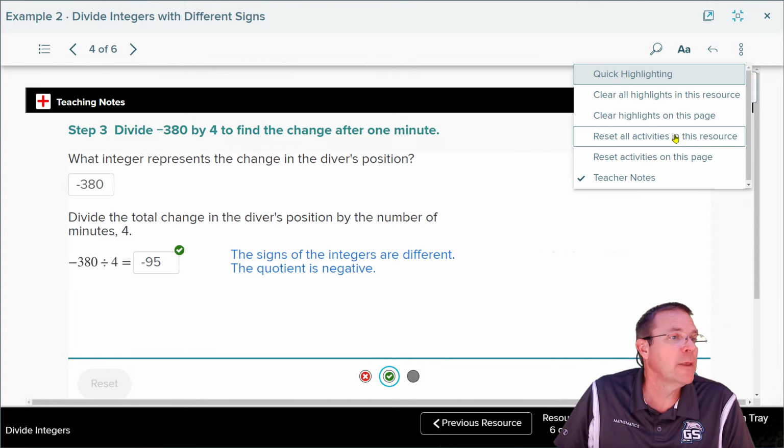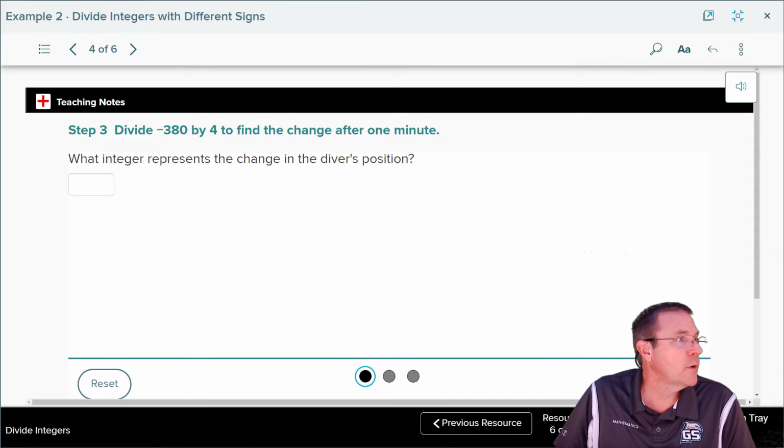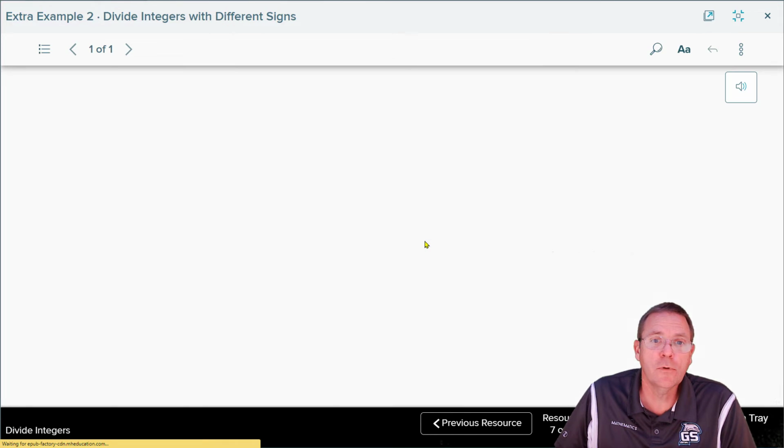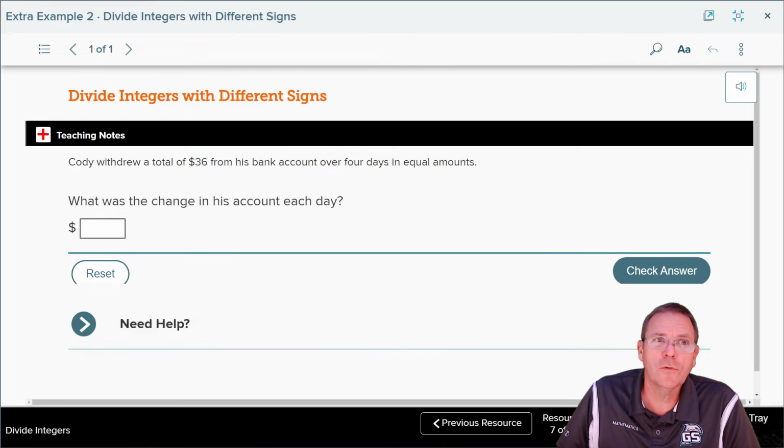Easy, easy math. Next thing I want you guys to do is I want you to take and dig into extra example number 2, and you do this one on your own as well.